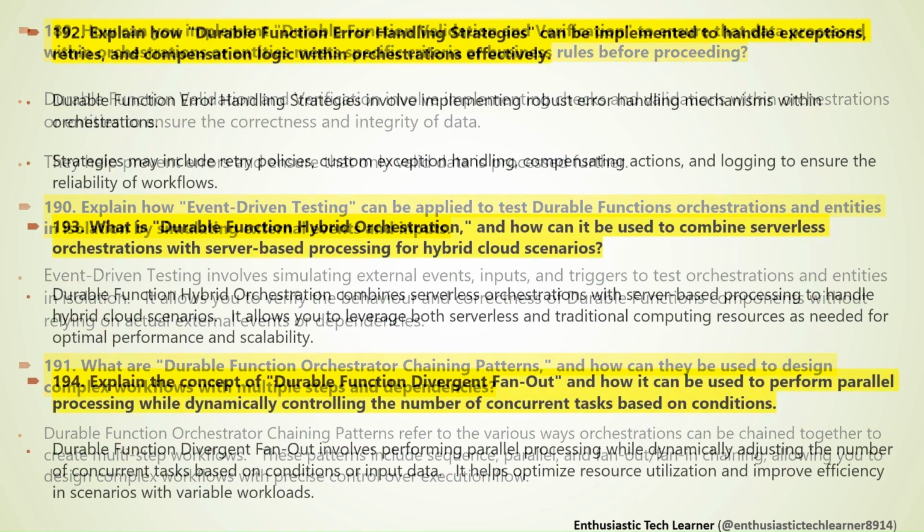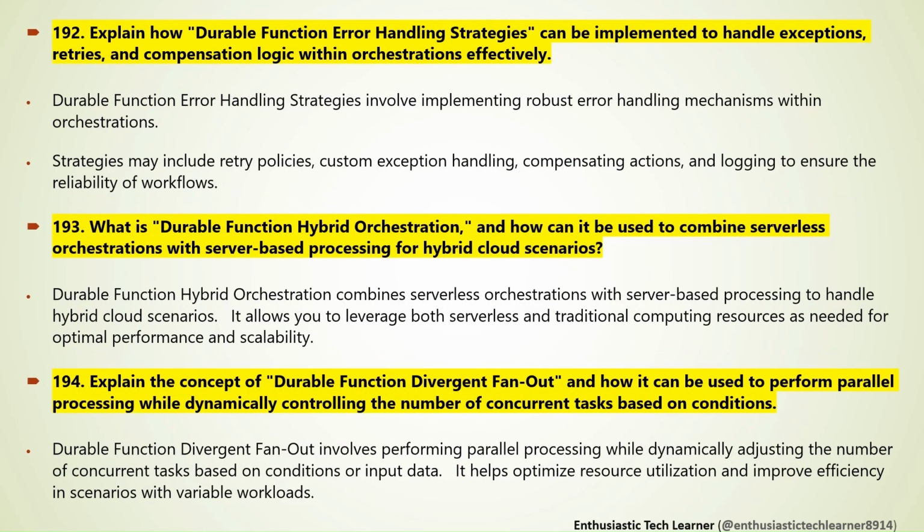Explain how durable function error handling strategies can be implemented to handle exceptions, retries, and compensation logic within orchestrations effectively. Durable function error handling strategies involve implementing robust error handling mechanisms within orchestrations. Strategies may include retry policies, custom exception handling, compensating actions, and logging to ensure the reliability of workflows.